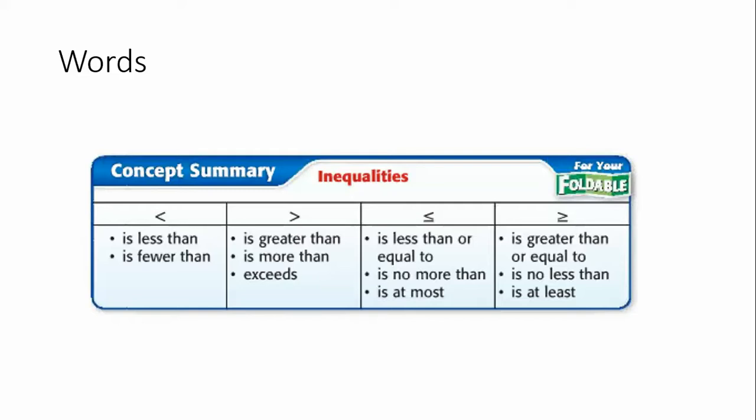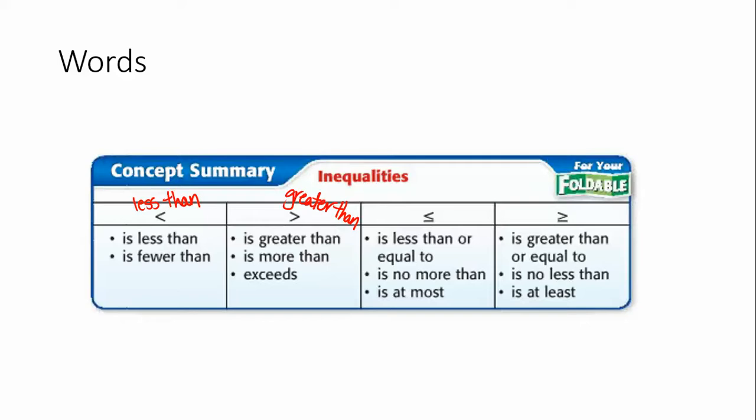So the less than symbol, this is just less than. We say is less than or is fewer than. And if you see the words is less than or is fewer than, then you're talking about the less than symbol. Then you have greater than, so is greater than, is more than, or exceeds. All of those words indicate the greater than symbol.